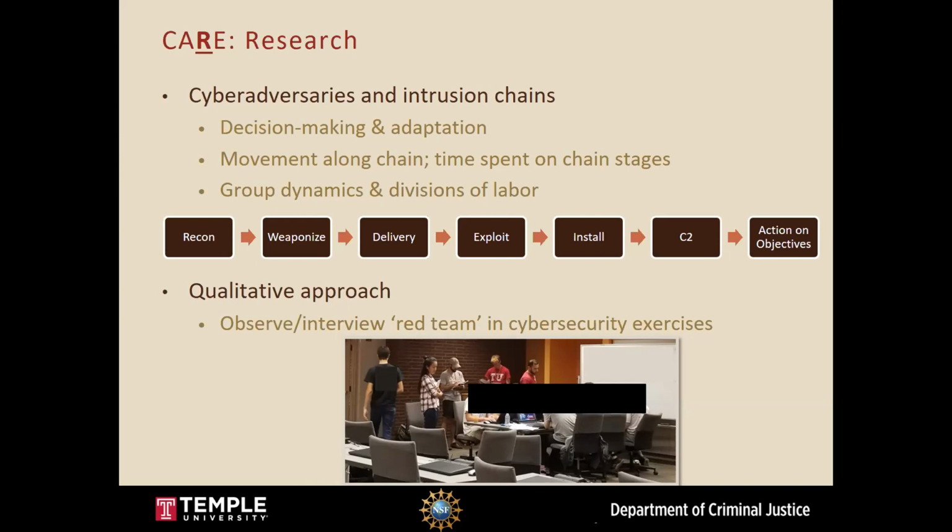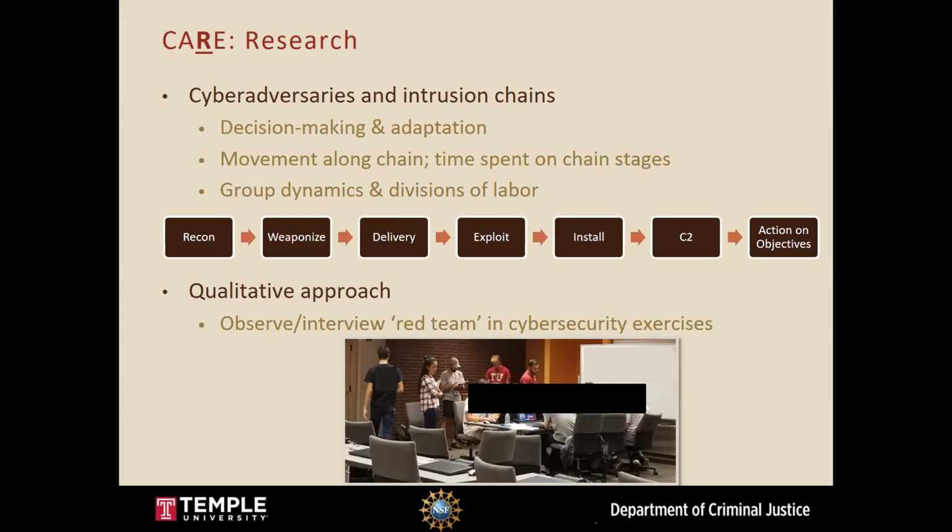We look at it from a criminological lens as a step-by-step process of how cybercrimes unfold, and the idea of an intrusion chain is not something that is unique to the technical field. We have something equivalent in the criminological space. It's known as the crime script.